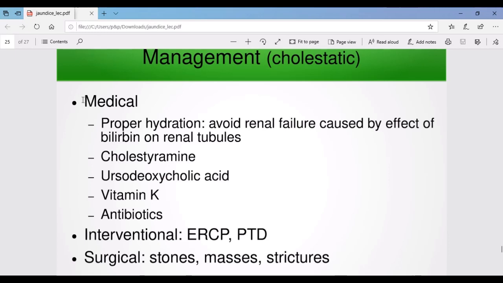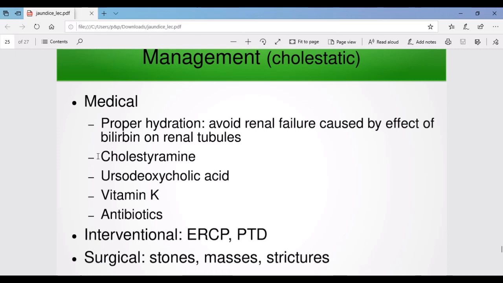And we have medical management. In medical management, we should have proper hydration of the patient, because bile salts are injurious to most tissues, including the kidney, and patients are prone to renal failure due to elevated bile salts in their bloodstream. Proper hydration can avoid this renal failure. We can give the patient cholestyramine. This is a bile salt binder, which binds the bile salts so that they are not absorbed in the terminal ileum and do not enter the enterohepatic circulation.